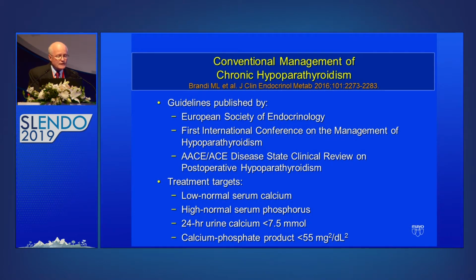There's also what's called a clinical disease state clinical review by the AACE organization in the US that really isn't a guideline, but it encompasses a lot of the data that's behind the guidelines. And so with this, everybody agrees that the target for therapy should be low normal serum calcium, high normal serum phosphorus, 24-hour urine calcium less than 7.5 millimole, or in most cases less than 400 milligrams, and then calcium phosphate product at least under 55 with some variation about those numbers. So the issue is we don't have good prospective long-term data. Much of this is expert opinion based on personal clinical experience.